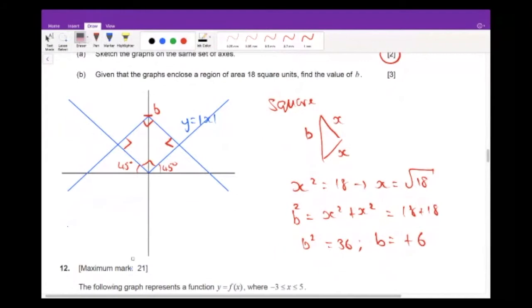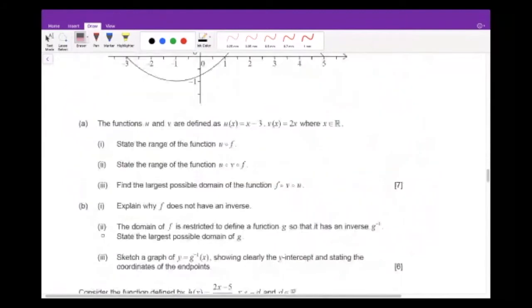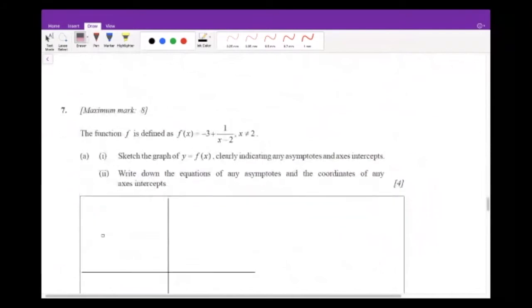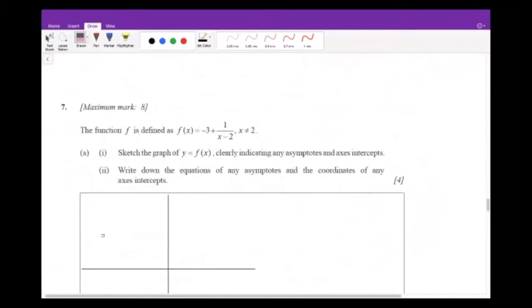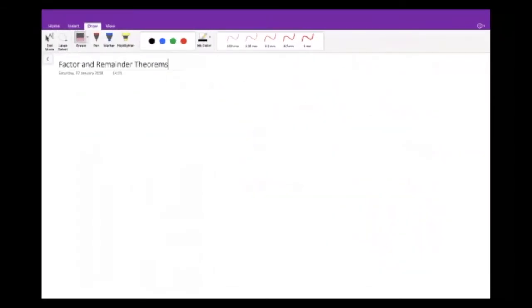So does anyone have any questions so far about what we've done so far? So we've looked at the modulus, the odd and even, one-to-one and one-to-many, and so on, and continuity. So are there any questions in the comments?